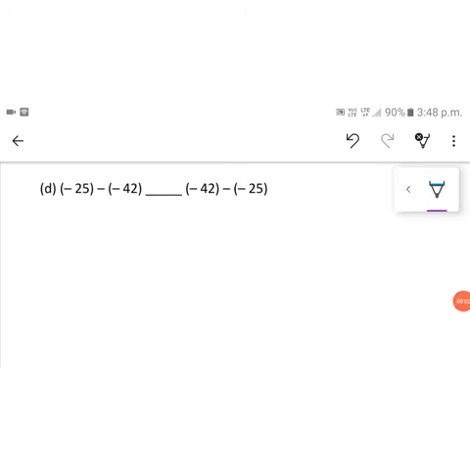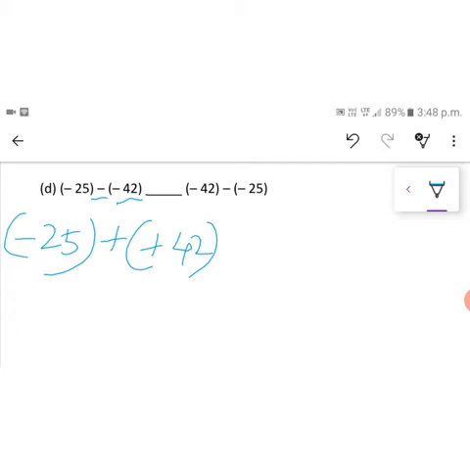D part. Write minus 25 as it is. Change the subtraction sign into an addition sign. Take the inverse of the number which comes after the sign. The additive inverse of minus 42 is plus 42. Here one is positive and another one is negative. So if the two numbers are different sign, then subtract the two numbers. 42 minus 25 we get 17 and give the bigger number sign. Here the bigger number is 42. The sign is plus.